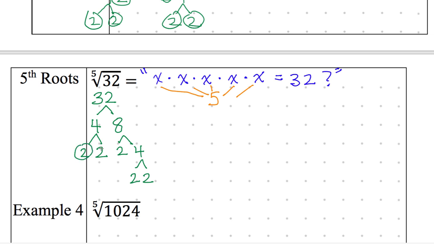Circle all the factors. We have 1, 2, 3, 4, 5. Oh, that's kind of nice. There are only 5 factors. So if I need to make them into groups, each of them is its own group. So our answer is 2. Each of these is its own group, so my one group is 2.